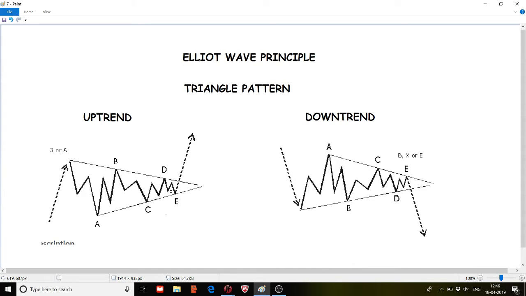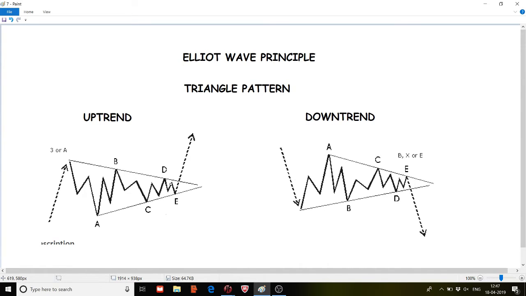So the main point is that you need to look for three touches on the upper side of a triangle and three touches on the lower side of the triangle. When you get three touches each on the upper side and the lower side, it will be easy for you to connect them, as even to draw a trend line we need three touches. Similarly, in the triangle pattern you need to find three touches on the upper side and three touches on the lower side.